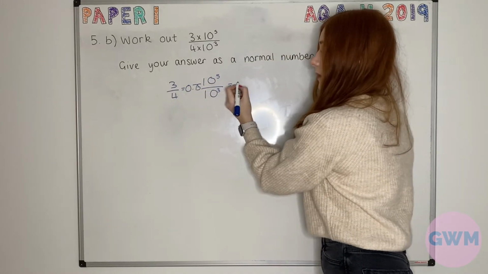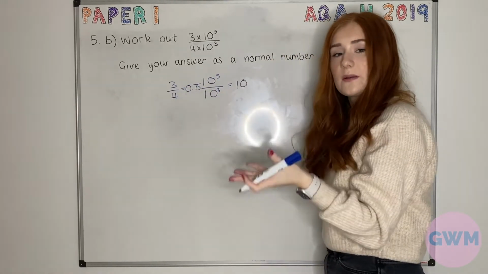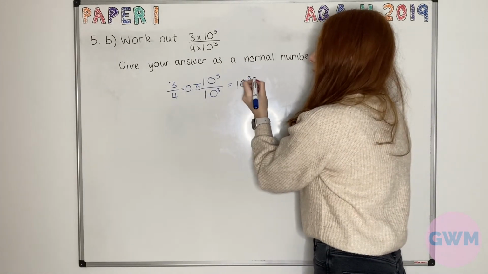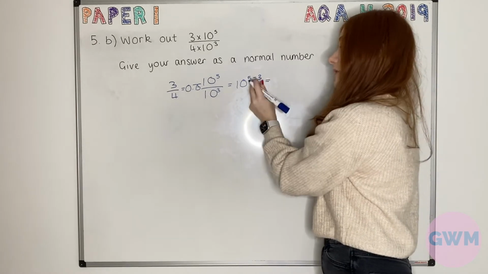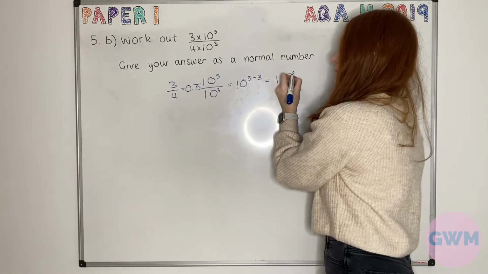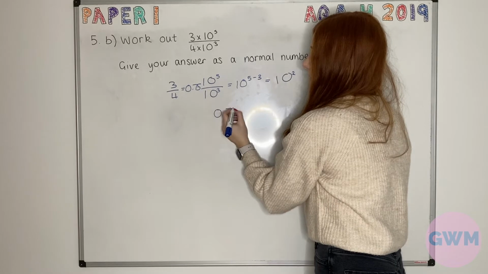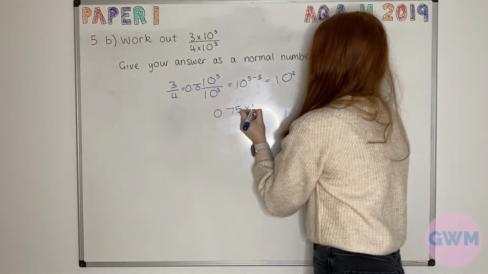10 to the 5 divided by 10 to the 3. When you have powers divided by each other, you simply just need to subtract them. So 5 minus 3, that's 10 to the 2. So what we end up with is 0.75 times 10 to the 2.